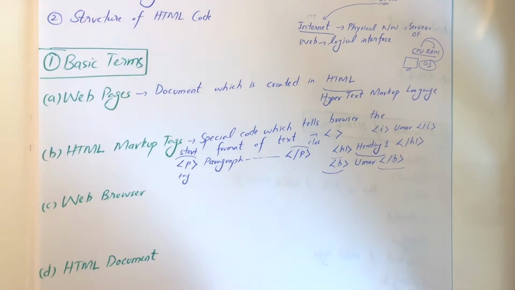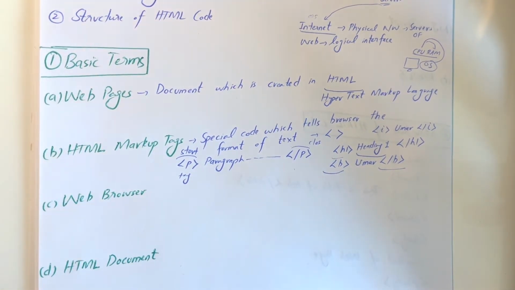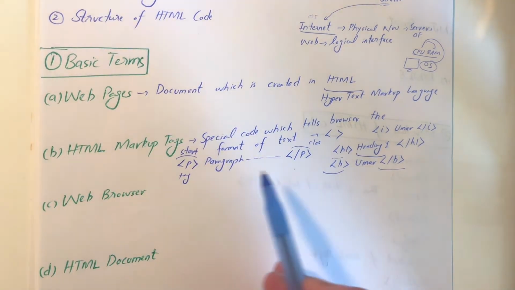Okay. So these are the tags. What are tags? Tags are special codes that tell the browser what to do, how to display the text between the tags.